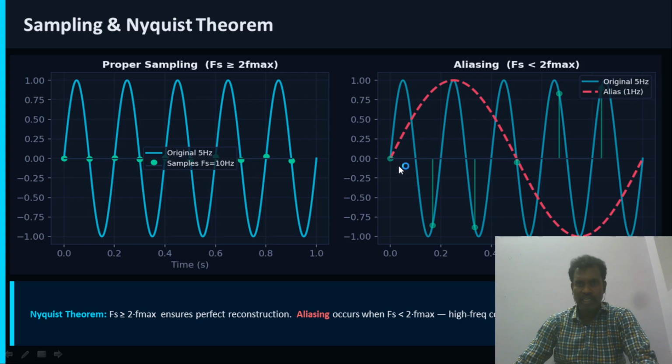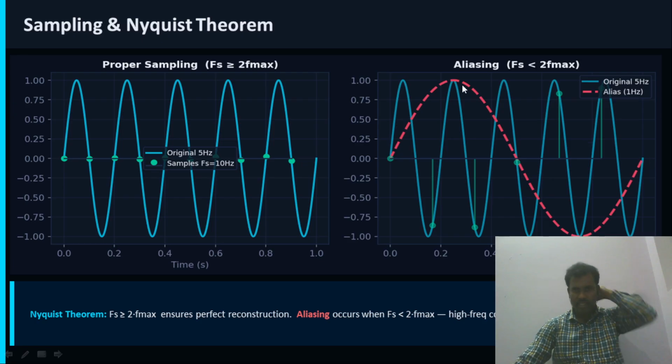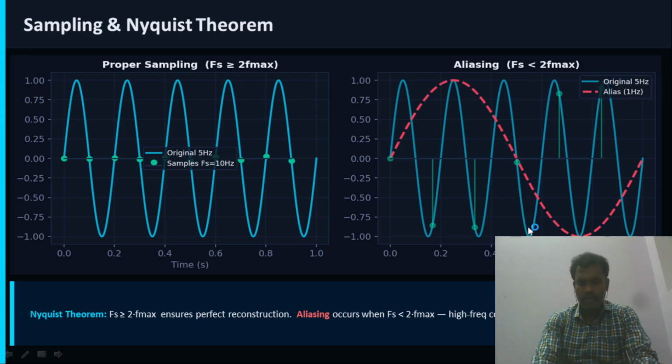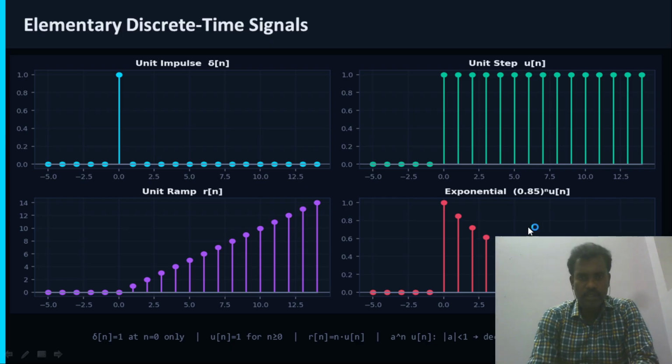1 Hz means we are taking the samples at 0, at this peak, at 0 again, at the negative peak, and at 0. If we take these samples, we cannot reconstruct this signal exactly. So it is a 1 Hz sampling, because it is less than twice of 5. It should be greater than twice the actual signal frequency. That is the basics of how to take an adequate number of samples.